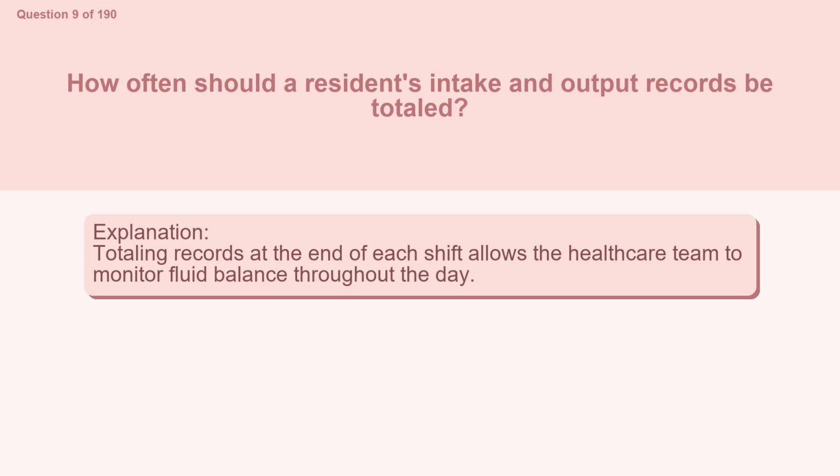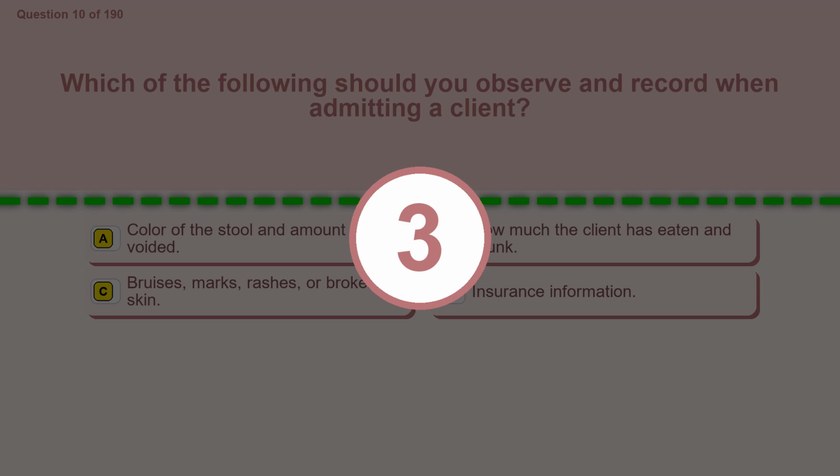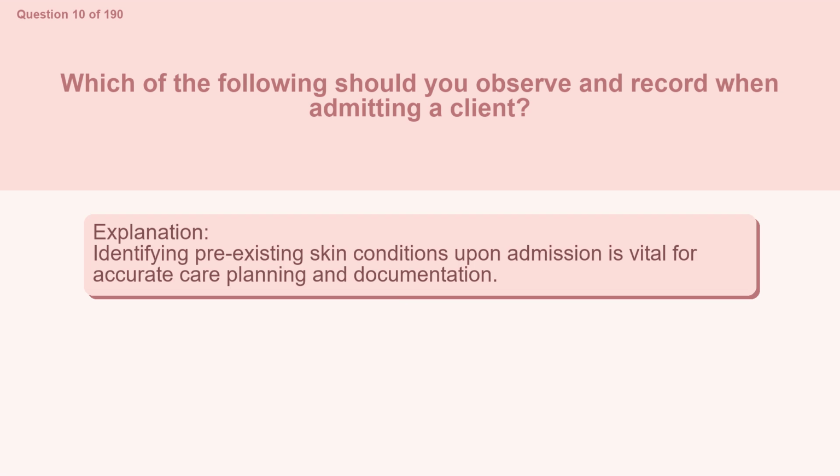Question 10. Which of the following should you observe and record when admitting a client? Option A. Color of the stool and amount of urine voided. Option B. How much the client has eaten and drunk. Option C. Bruises, marks, rashes, or broken skin. Option D. Insurance information. The correct answer is option C. Bruises, marks, rashes, or broken skin. Identifying pre-existing skin conditions upon admission is vital for accurate care planning and documentation.